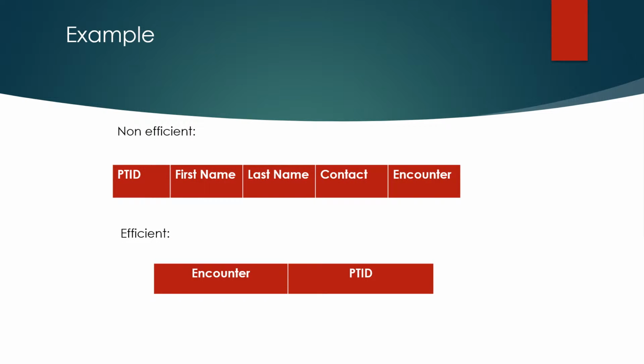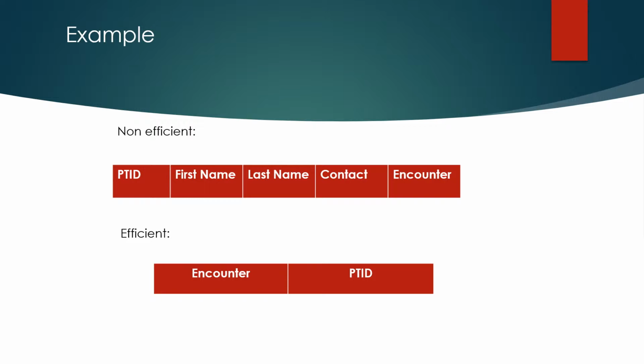Here's an example of non-efficient and efficient table structure. At the top, we show a non-efficient table that includes patient information, first name, last name, and encounter information. If we ask ourselves what the table is about, we understand that patients and encounters are two separate entities.